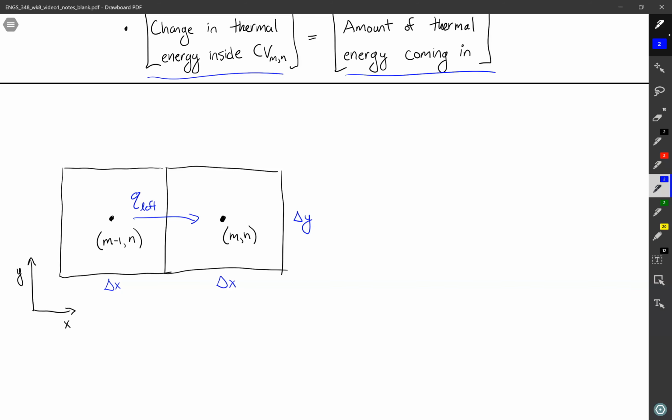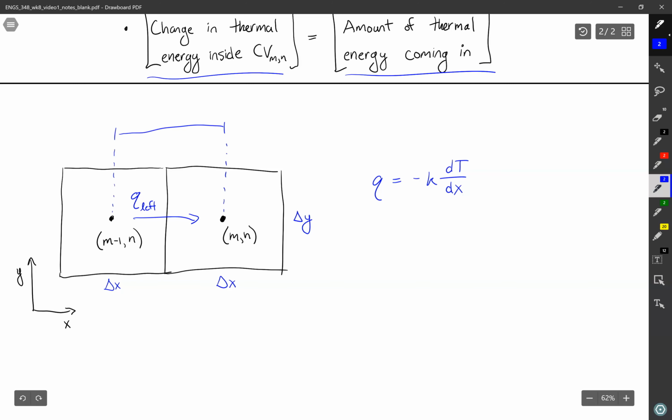As we look at how we can think of the heat transfer, Q equals minus k dT/dx. So this is heat transfer in the x direction. This is going to be what the temperature is. Those boxes have a side length of delta x, but we can also say that from the center of this box to the center of our other box, that dimension is also delta x.